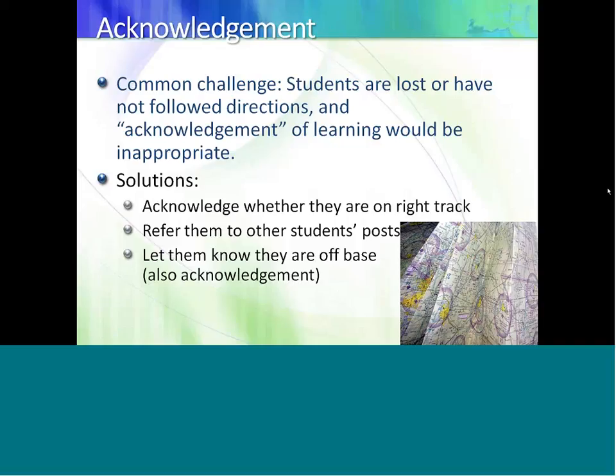So some ways that you can address that, first of all, you can just acknowledge whether they are on the right track. And it's amazing when I look at some of the Dev Ed courses, particularly some of the pre-college level math courses, English and reading, and the way that those students are posting, they're really trying.